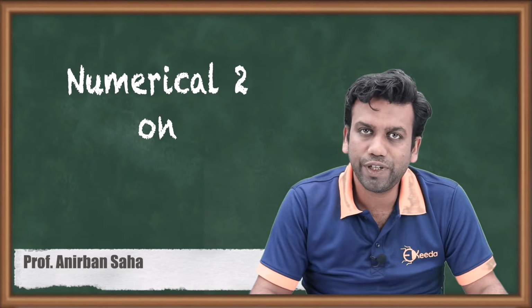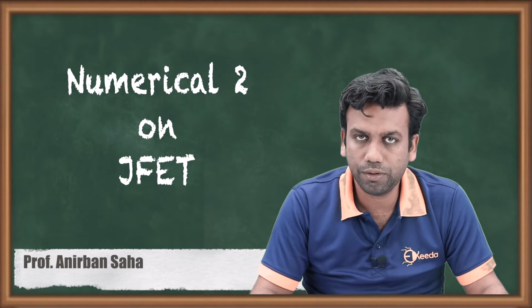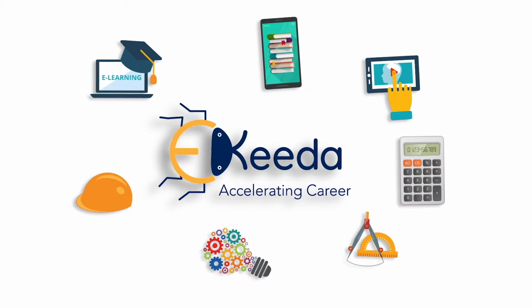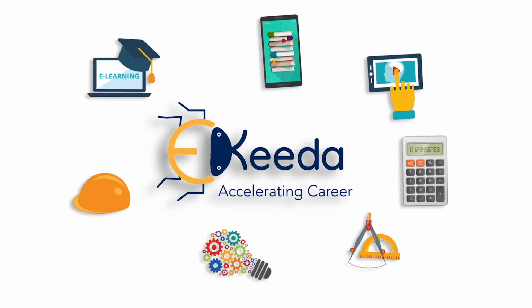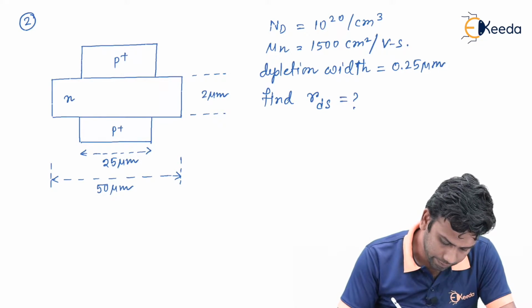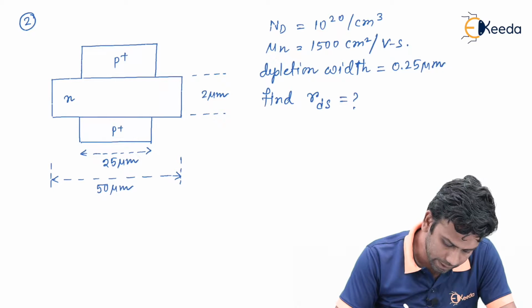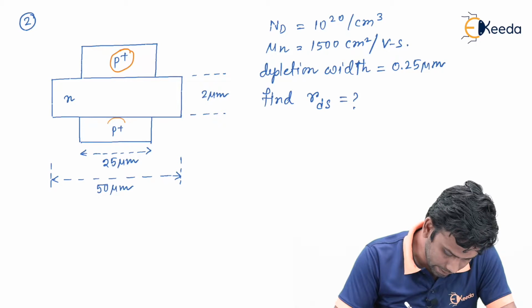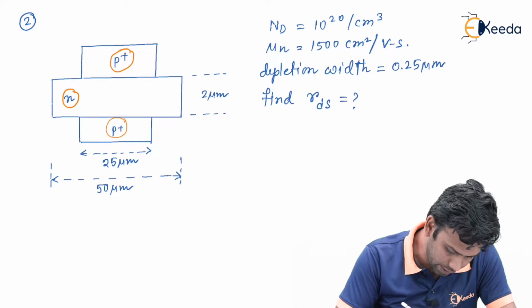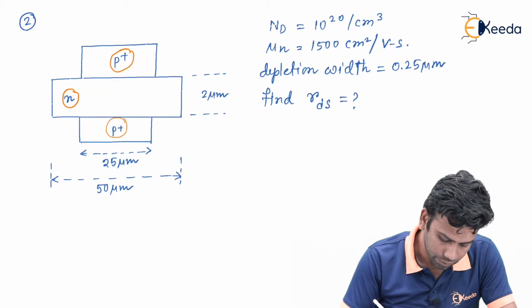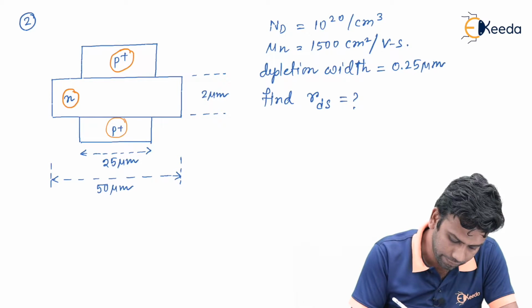Hello friends, in this video we are going to discuss a numerical on the junction field effect transistor. The numerical looks like this. A diagram has been given, and in the diagram we can see there are two regions, P plus and P plus, and another one in between, which is the N region. So actually this is the side view of the junction field effect transistor.